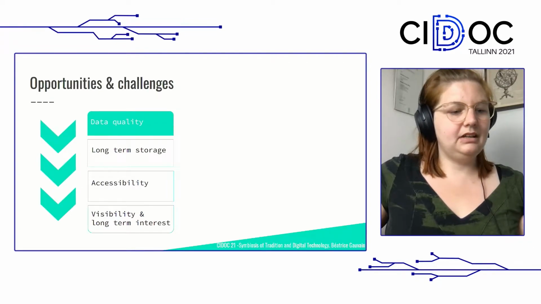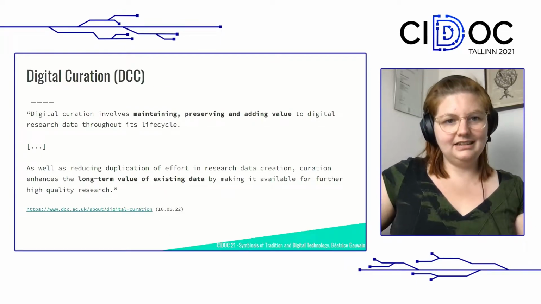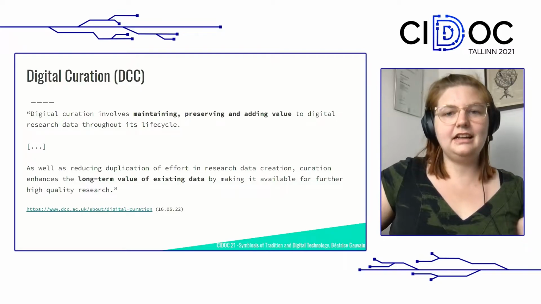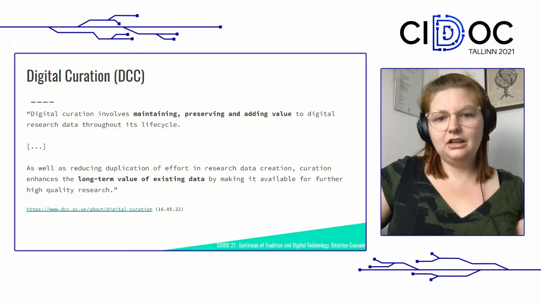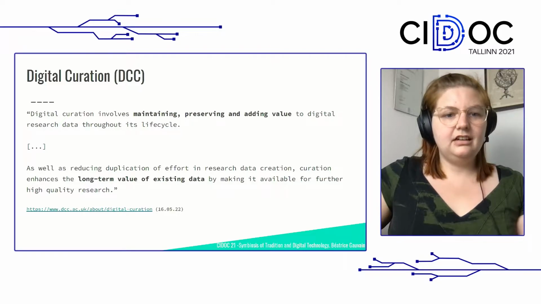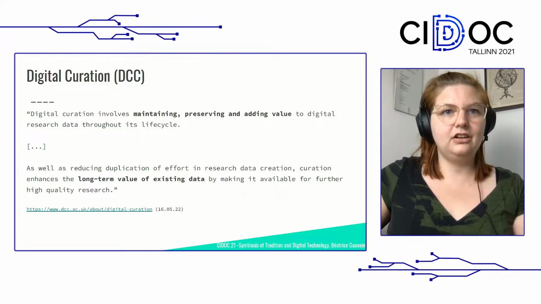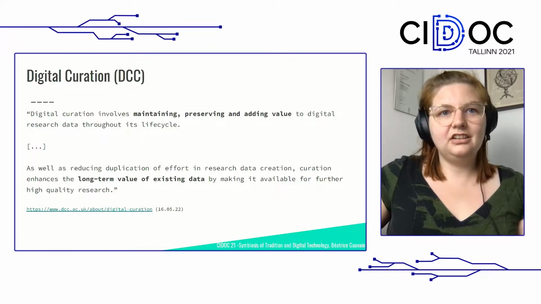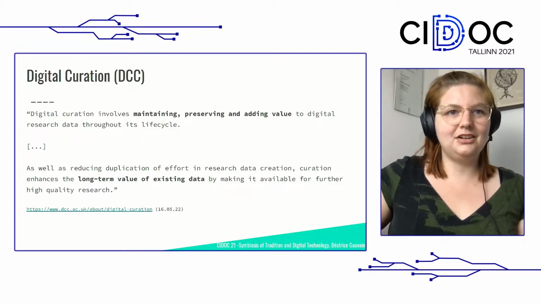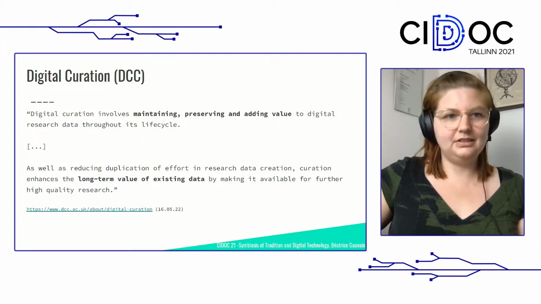When we talk about data quality, we can address the digital curation definition by the DCC, which involves maintaining, preserving, and adding value to digital research data throughout its life cycle, as well as reducing duplication of effort in research data creation. Curation enhances the long-term value of existing data by making it available for further high-quality research. So it addresses most of the technical issues on a bitstream level, starting in the conceptual phase with methods for digitization and storage options up to the end of life and termination of data. It secures access, permits preservation and reusability of data.